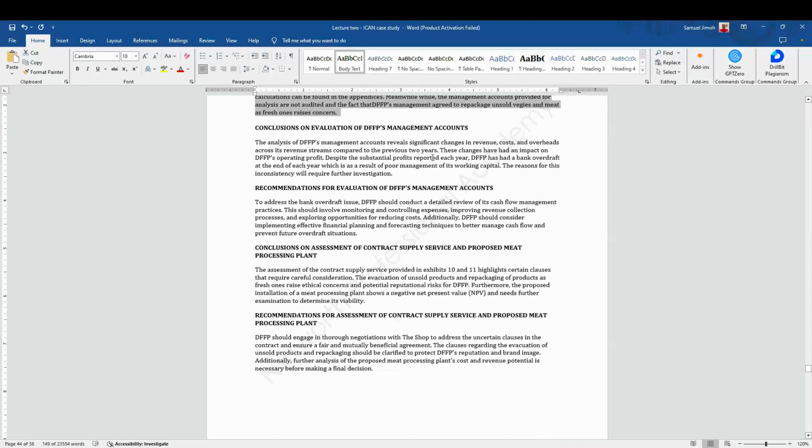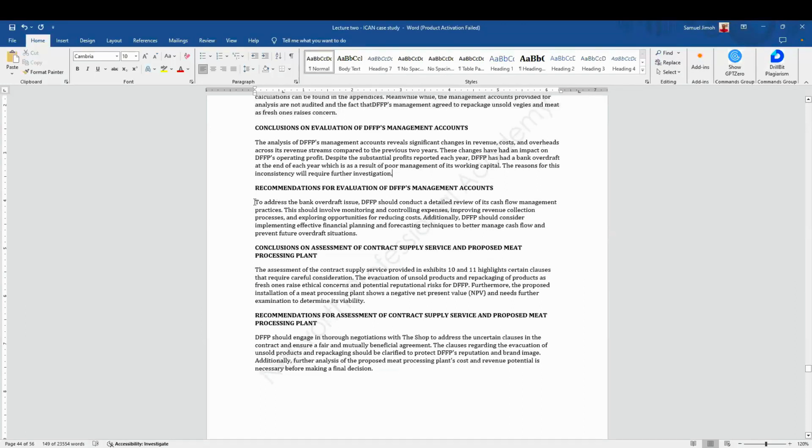Analysis of David's management accounts reviews significant changes in revenue, cost, and overhead across the years compared to those years. These changes have had an impact on DFF's operating profit. Despite the substantial profit reported each year, DFF has had a bank overdraft at the end of each year, which is a result of poor management of its working capital. The reason for this inconsistency will require further investigation, right?